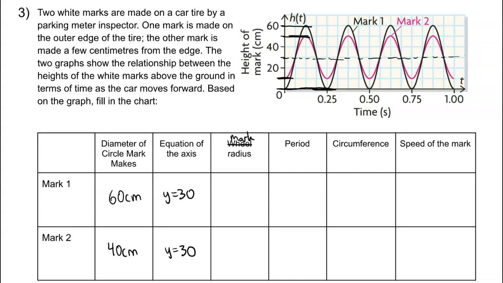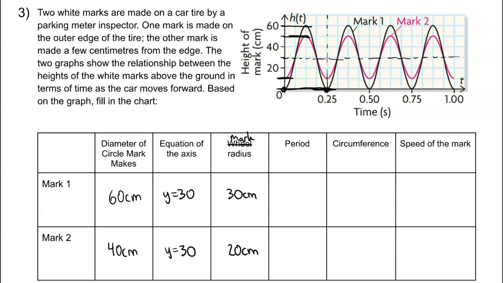The next thing is looking at the mark radius. So how far it is from the center of the wheel, the equation of the axis, up to the max or down to the min. And so in the case of mark 1, it's 30 centimeters. In the case of mark 2, it's 20 centimeters.